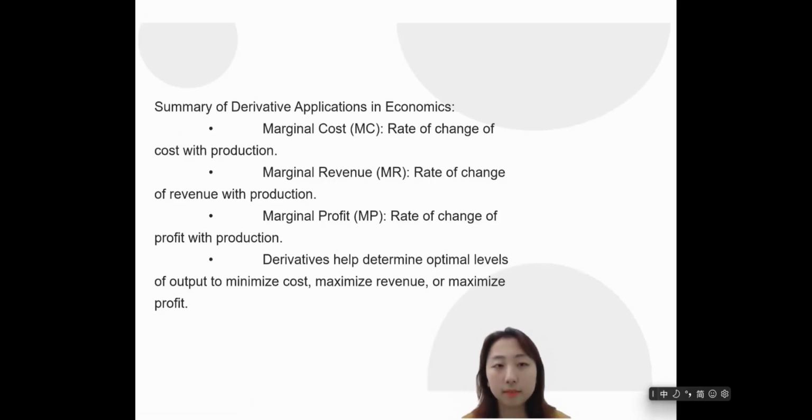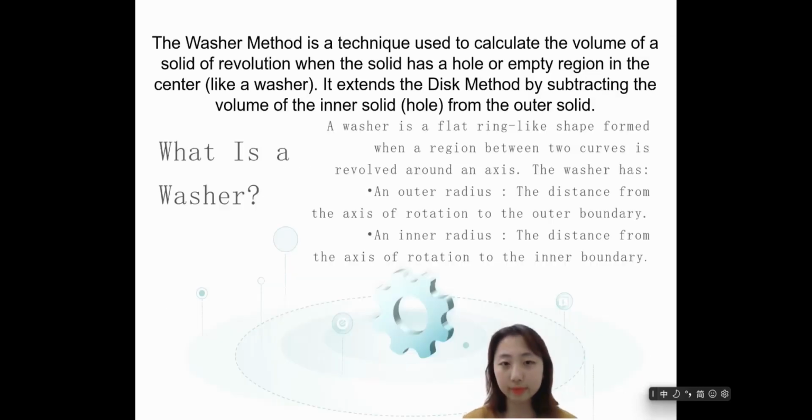Let's summarize. Marginal cost, the rate of change of cost with production. Marginal revenue, the rate of change of revenue with production. And marginal profit, the rate of change of profit with production. Derivatives help determine optimal levels of output to minimize cost, maximize revenue, or maximize profit through these ways.